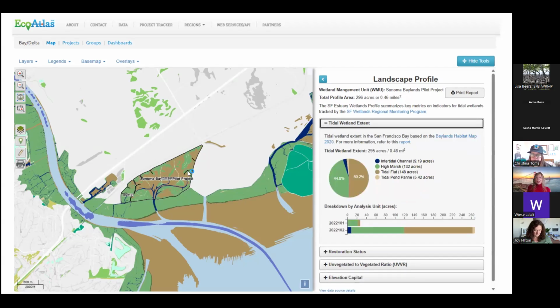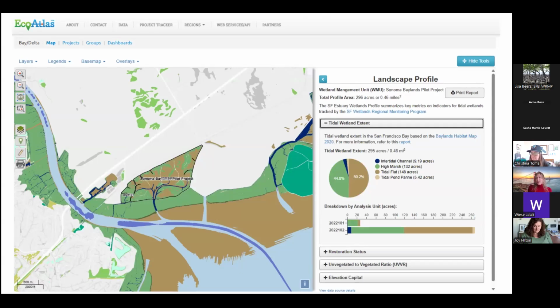I also wanted to highlight that in addition to adding the analysis unit, and the ability to click on a map to identify your area of interest, there are other metrics that could be added to the profile tool. For example, marsh patch size and connectivity.